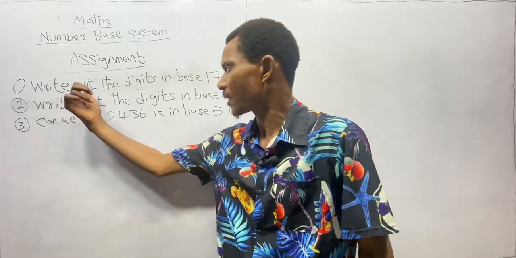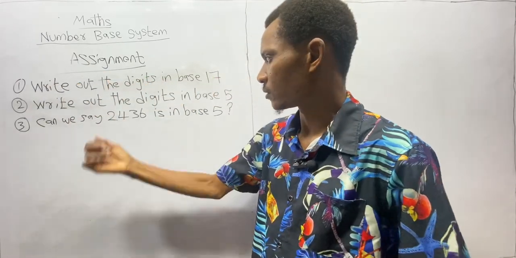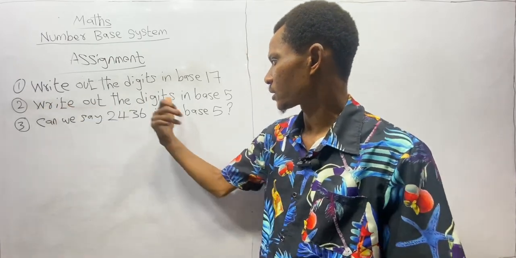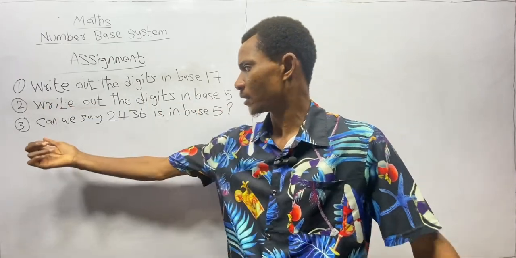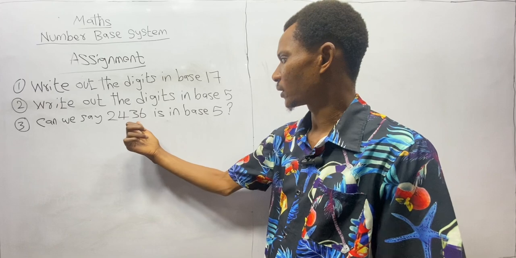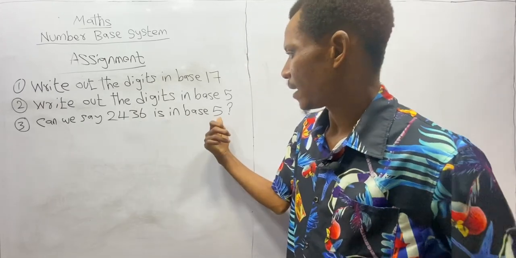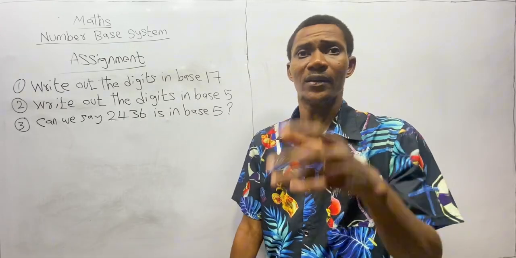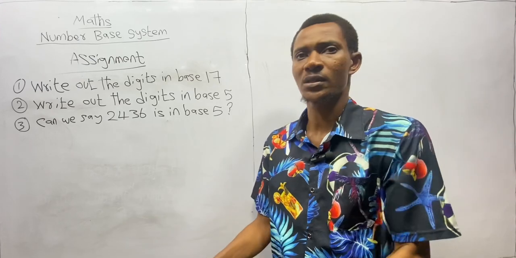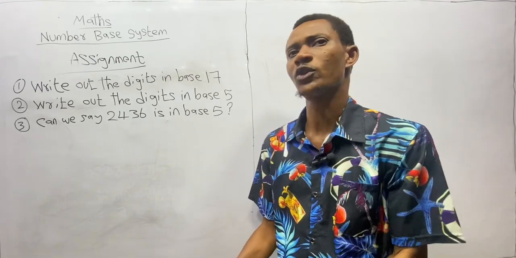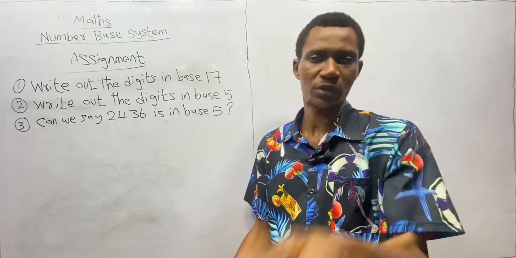Now take down this assignment. Number 1, write out the digits in base 17. Number 2, write out the digits in base 5. Number 3, can we say 2436 is in base 5? If your answer is yes, write it in the comment section and give your reasons. If your answer is no, write it in the comment section and also give your reasons.